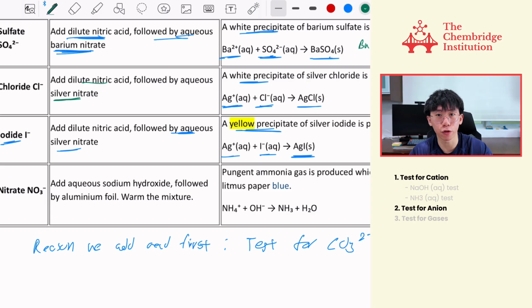Lastly, the nitrate anion test is the most difficult, because you need to heat. So you add aqueous sodium hydroxide and then aluminium foil, and then you warm the mixture. This is the only reaction that you remember will have aluminium foil. From this reaction you will get colorless pungent ammonia gas that will turn moist red litmus paper blue. The ionic equation for this reaction is simply just ammonium ion reacting with OH- to give ammonia gas.